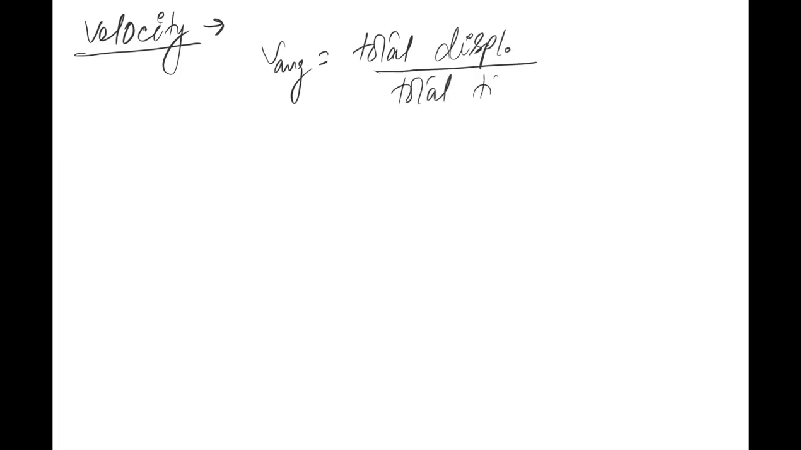Okay. So now listen to me clearly. What is velocity? I can simply write average velocity is equal to total displacement upon time. Total displacement, and you know the displacement, right? What is displacement? Displacement is the shortest path covered between initial and final position. So total displacement upon total time. Sir, what does this mean?